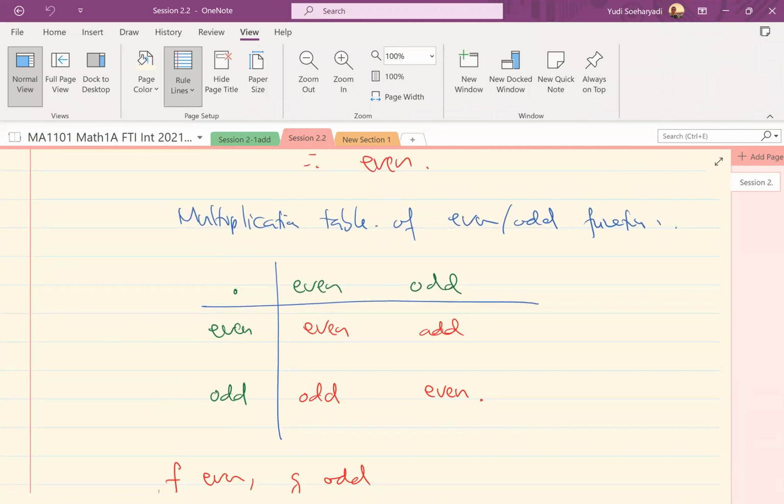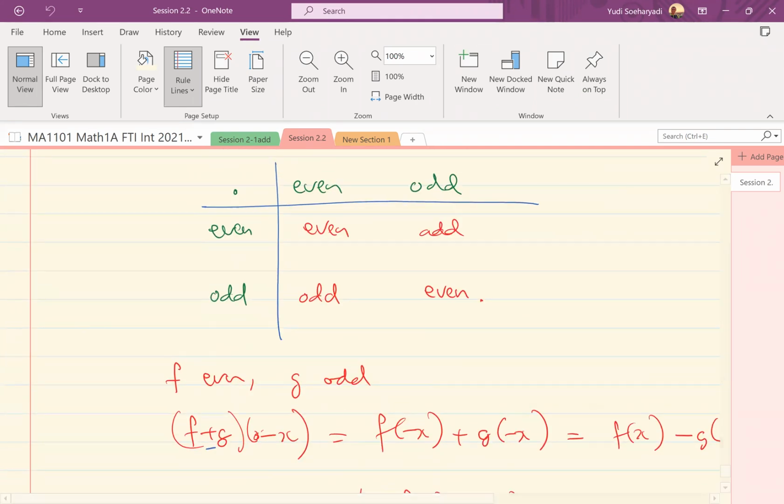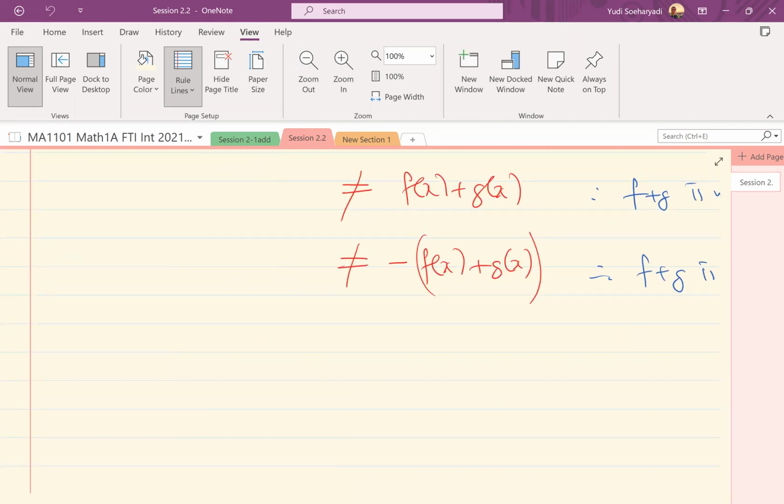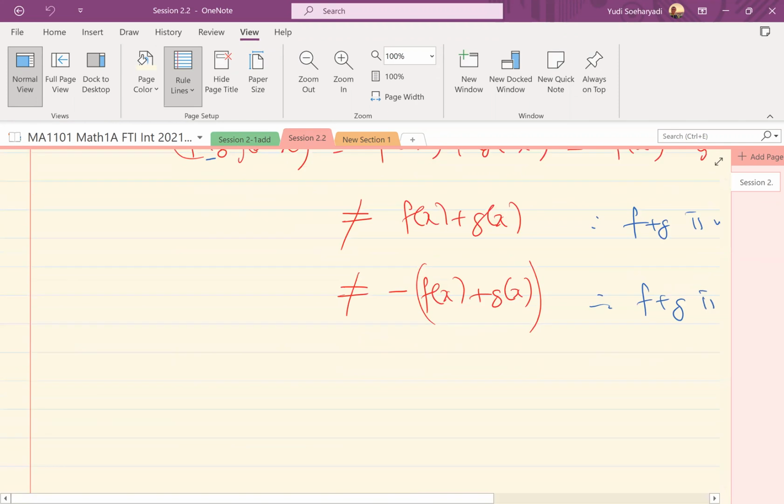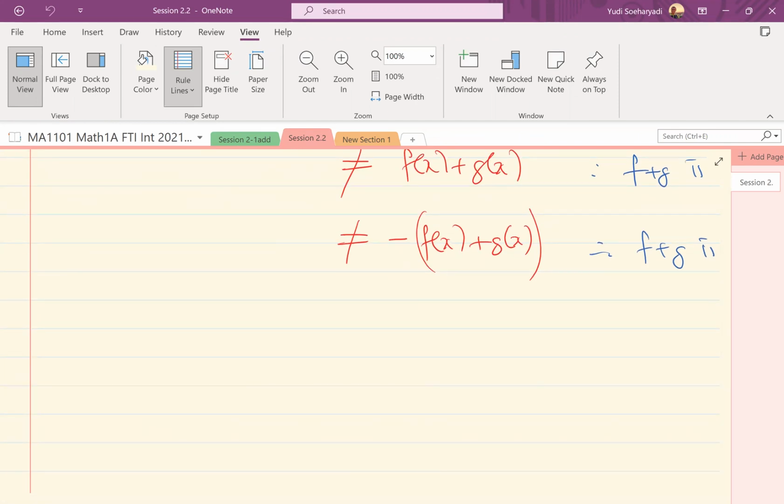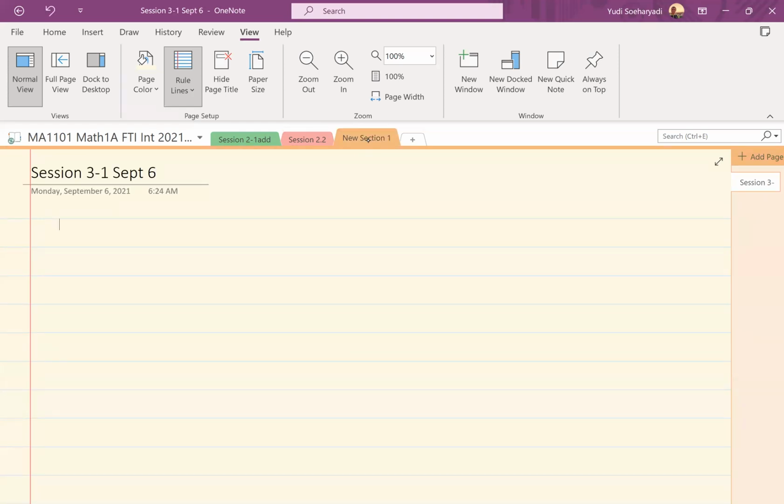And the multiplication table for even and odd functions looks like this one. It's quite different from a multiplication of odd and even numbers. We'll see that later because odd and even functions are properties of symmetry with respect to reflection of the x-axis or both x-axis and y-axis. All right, so that's it for last time. So we'll start with this.